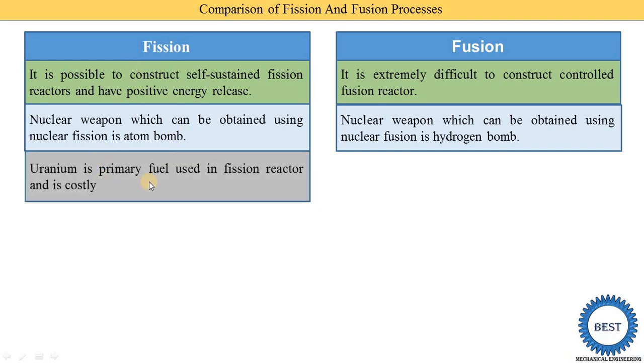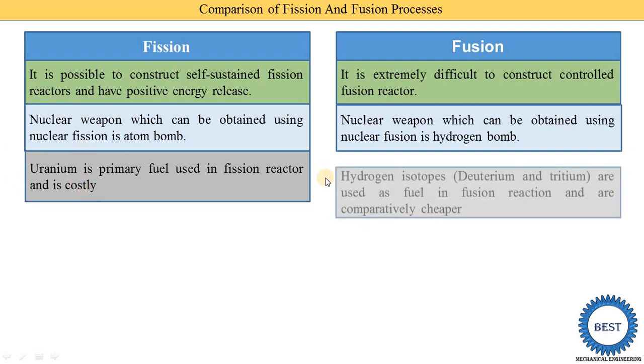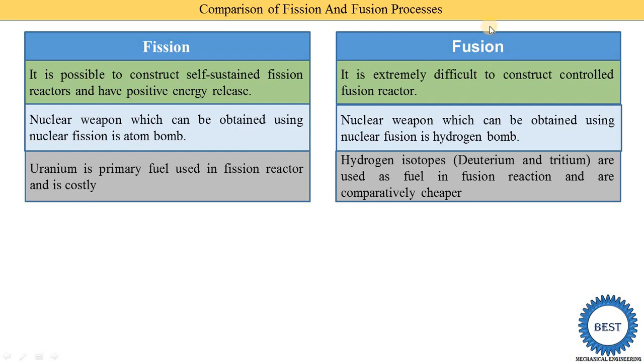For the fission process, the primary fuel is uranium and it is costly. For the fusion process, the main fuel is hydrogen isotopes, which are used as fuel in a fusion reaction and are comparatively cheaper.